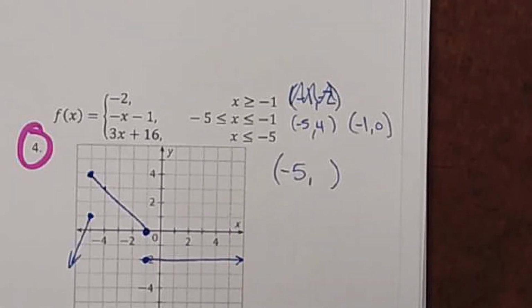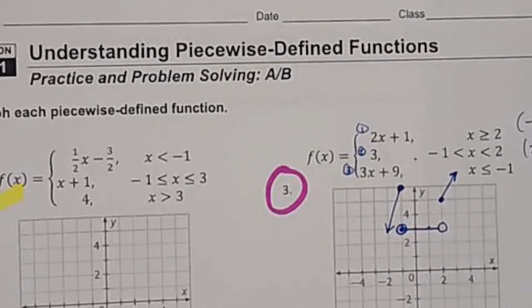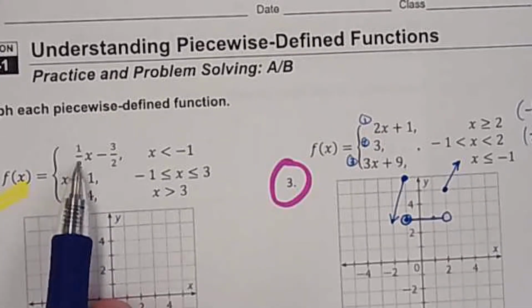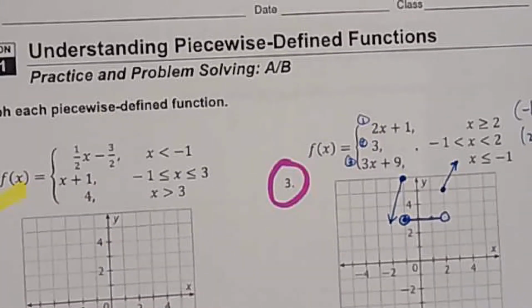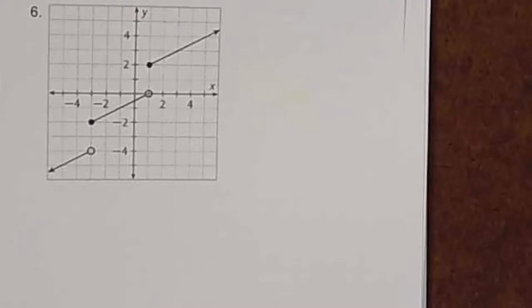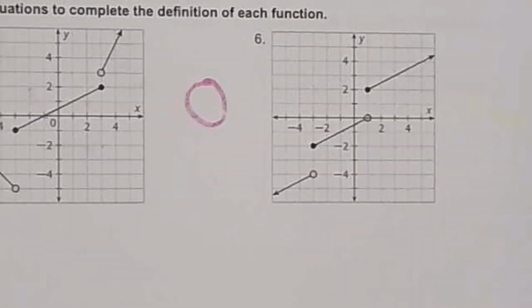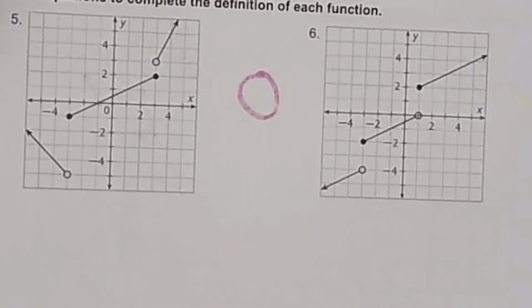And there's number 4. Number 1 and number 2 are extra credit. The only hard part about them is that they have some fractions in them, so just be careful with that. Let's do number 5, I think.